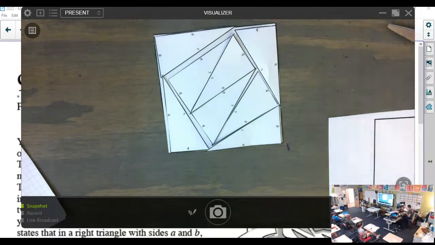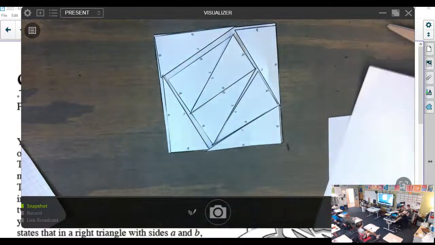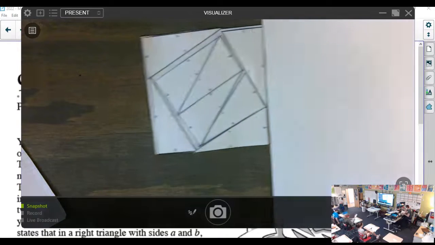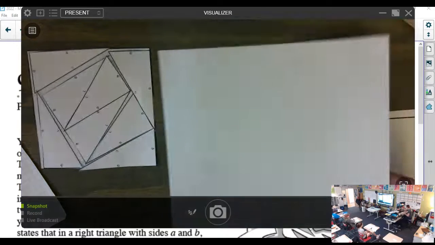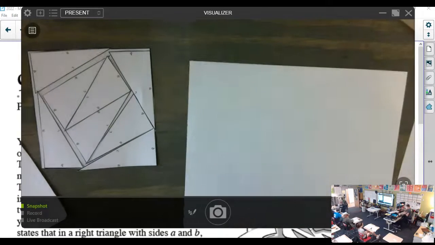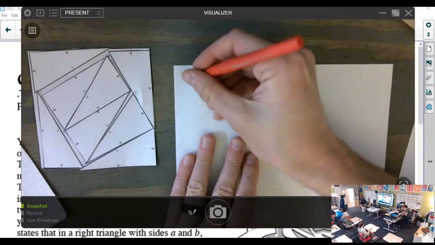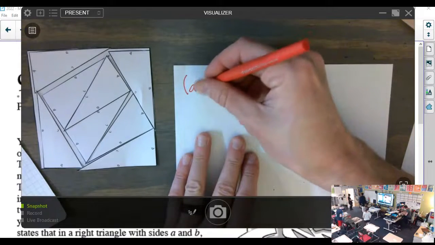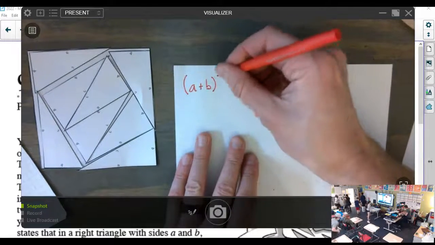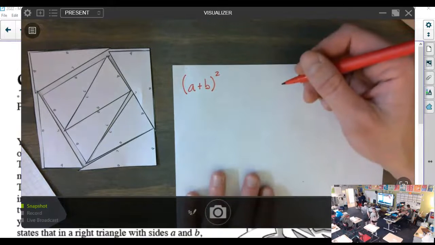Graph paper. Oh, you don't have graph paper? What, you thought today was a different day that we wouldn't use graph paper in math? Yes. So Connor is saying if we take A plus B and square it. What lesson is this? How dare you?